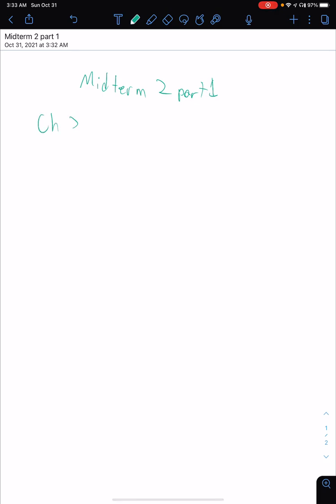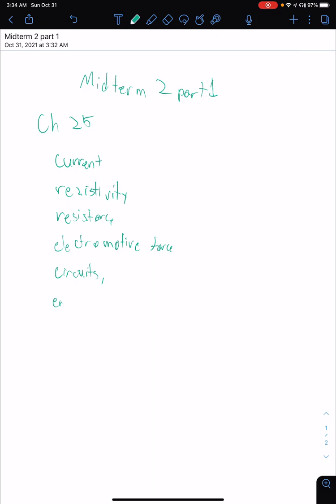In chapter 25 we have concepts of current, resistivity, resistance, electromotive force, circuits, energy and power. And when I say circuits in this context, it is the most basic version of a circuit.